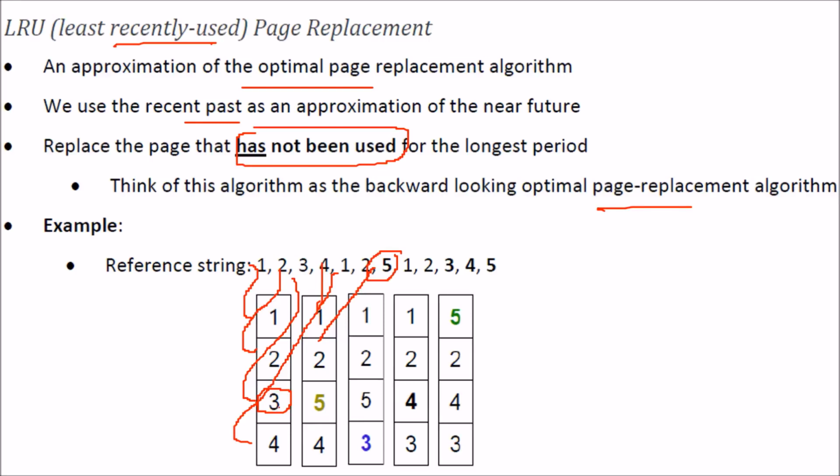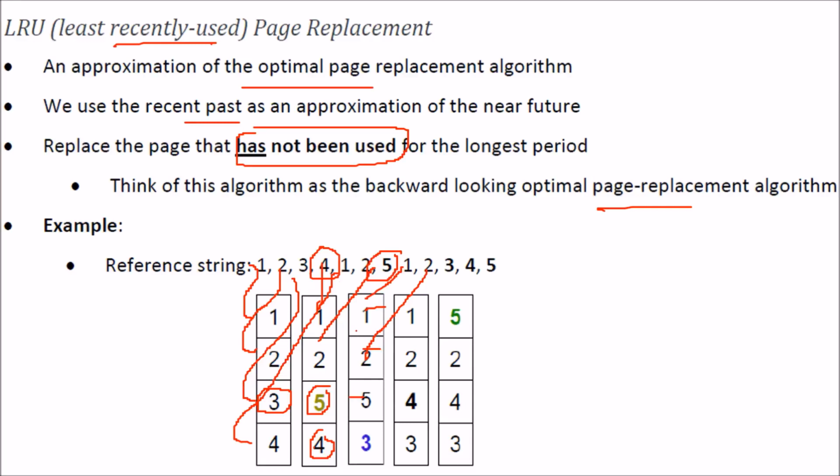for quite a long time. So now this 5 will replace this 3. Now 1, 2 has come, 1 and 2 are already there. Then 3 will come. So 3 is going to replace 4, because 4 was referenced quite earlier, before 1, 2 and 5.